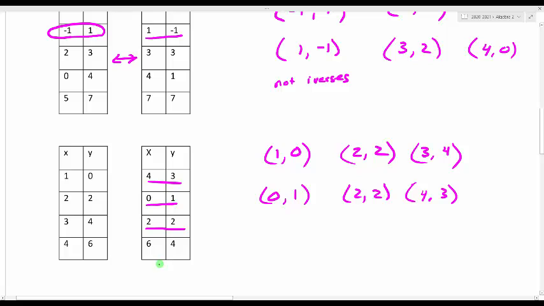It doesn't matter what order they go in. All right, so our last one here, 4, 6, would switch places to become 6, 4. So we do see that in the second table. So this would indicate inverses based on what we can see.